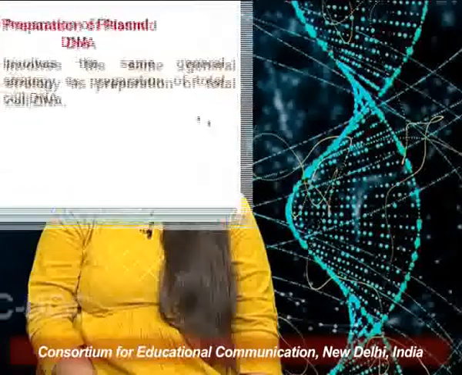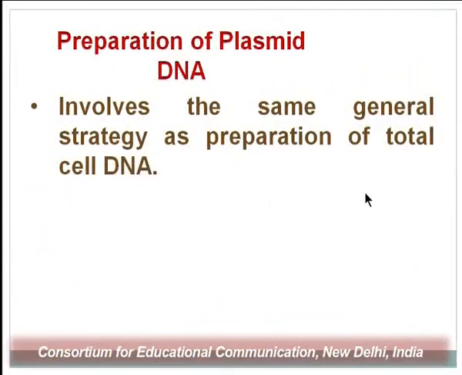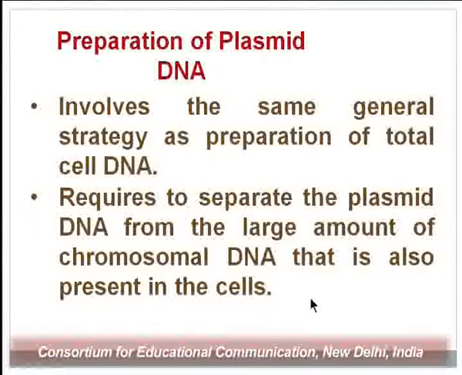The basic generalized strategy for the preparation of total cell DNA remains the same. There will be growth of the bacterial culture, harvesting of the cells, lysis of the cells to release the contents, and steps such as purification and precipitation or concentration of the plasmid DNA. The extra step that it requires is to separate the plasmid DNA from the large amount of chromosomal DNA that is also present in the cells. We do not need the genomic or chromosomal DNA, but only the purified plasmid DNA.